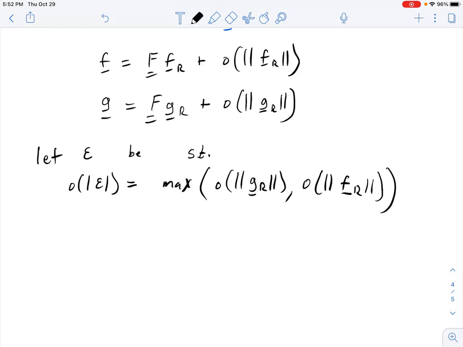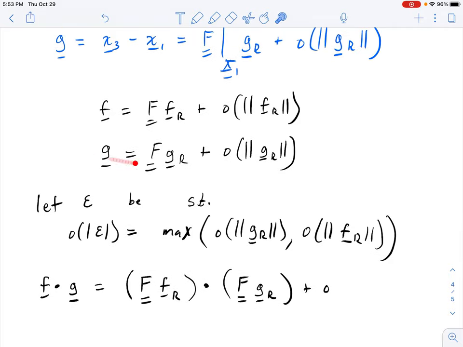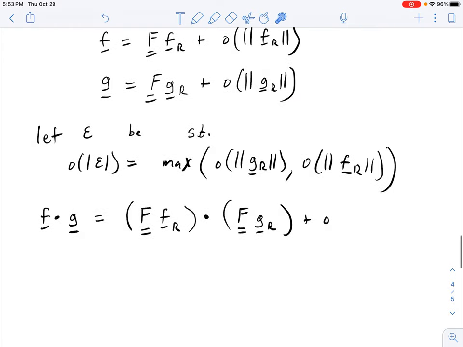All right, so in that case, f dot g is equal to F FR dot F GR plus O. Well, if you think about the inner product there and the fact that FR is in it and GR is in it, and you were to apply your FOIL to the inner product of these two, things that go faster than GR are going to go faster than FR dot GR. So the whole thing now is O of epsilon squared.